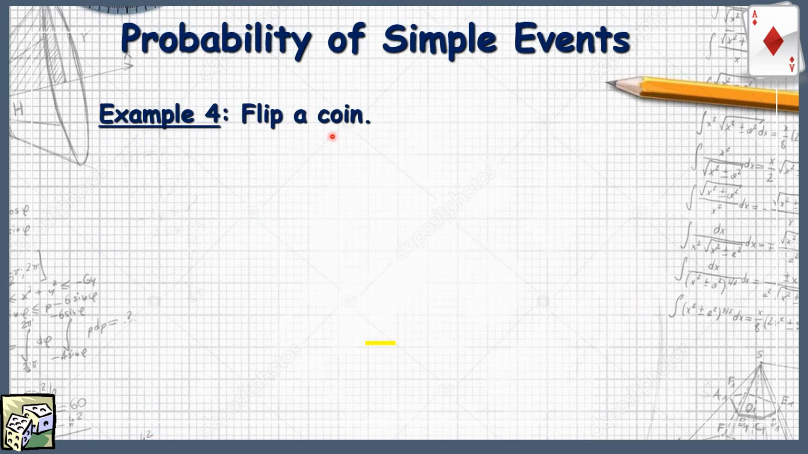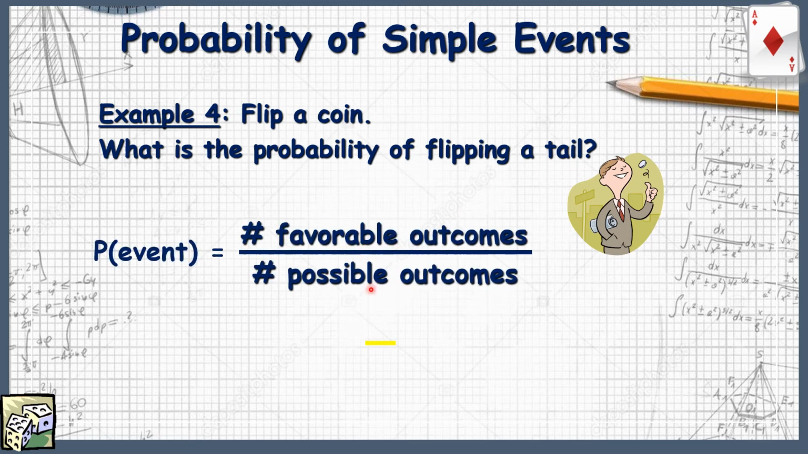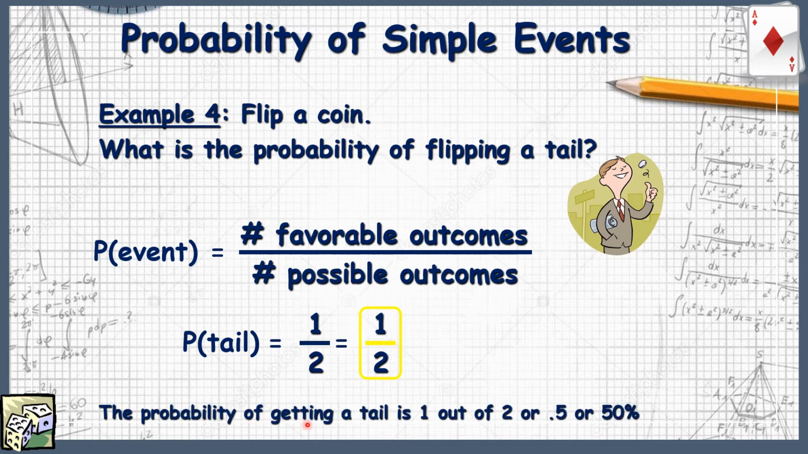Next example is flip a coin. What is the probability of flipping a tail? So, ang formula ulit, number of events over number of sample space. So, ilan yung tail sa ating coin? Siyempre, isa lang. Ilan yung ating sample space? Dalawa. That is head and tail. So, it means 1 over 2 yung probability na makakakuha tayo ng tail. Or, the probability of getting a tail is 1 out of 2 or 0.5 or 50%.